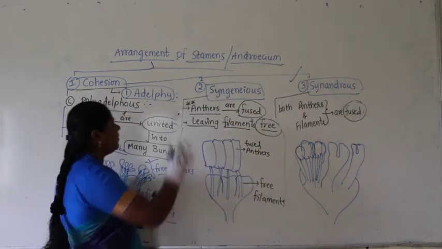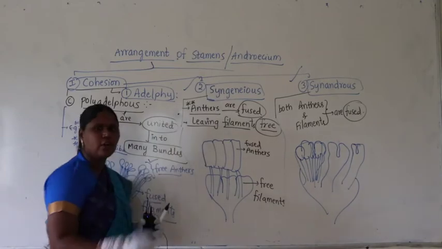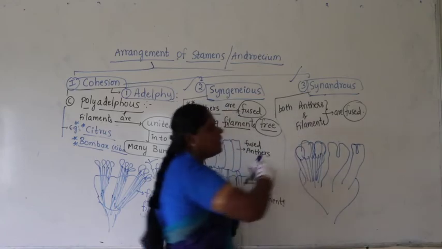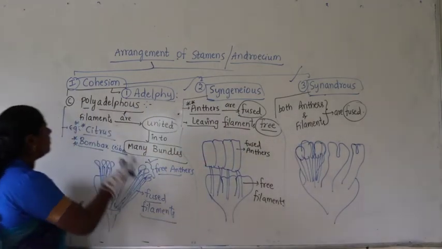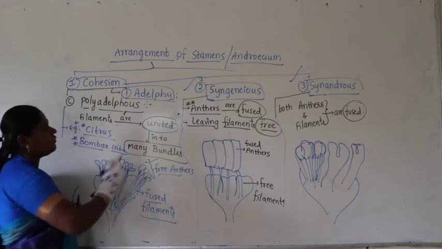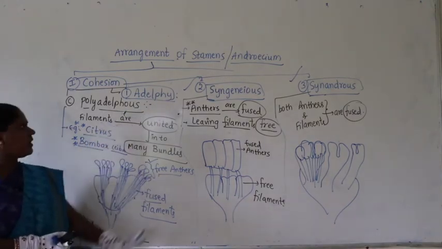Synandros. Try to remember: anthers fused and filaments free, we call Syngenesis; both anthers and filaments fused, we call Synandros; and here only filaments are fused and anthers are free, then the condition is called Adelphi. I hope it is very clear now.